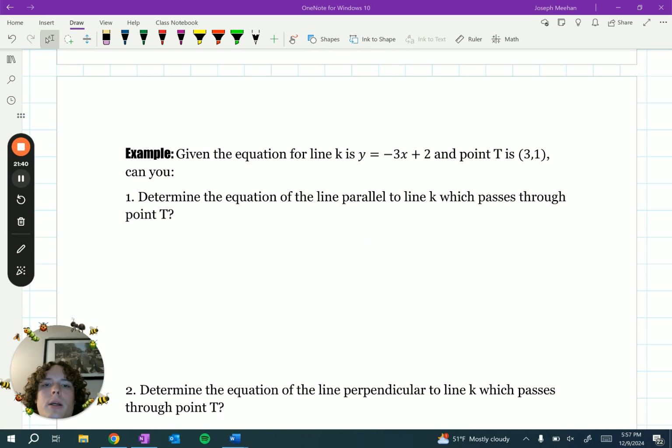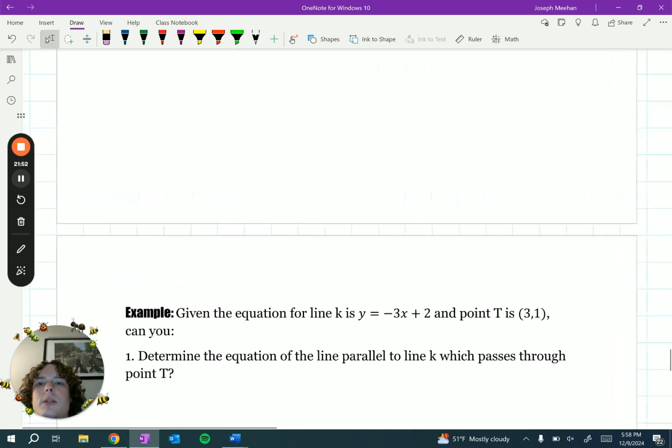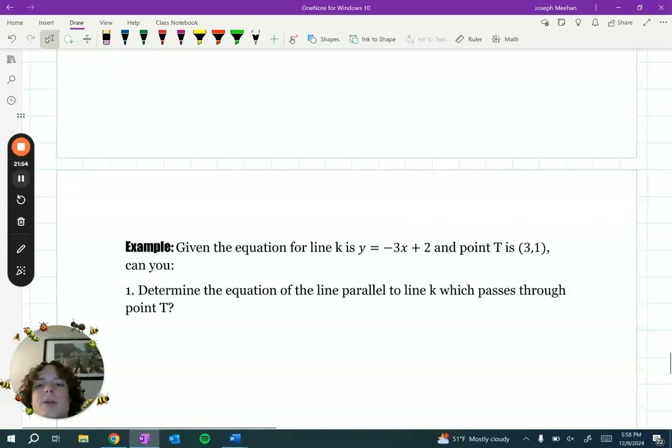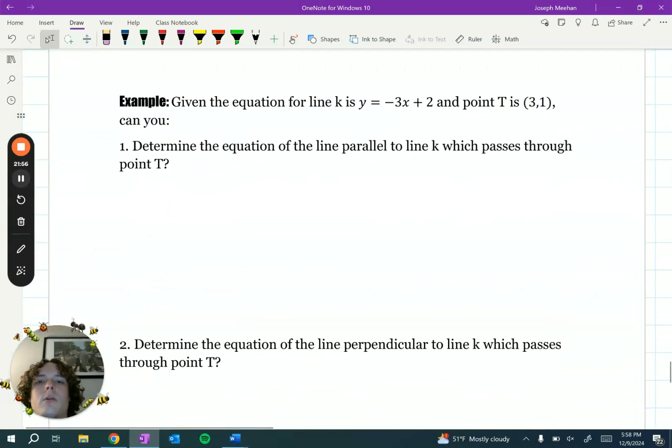It says, given the equation for line K is y equals -3x plus 2, and a point T is (3, 1), can you determine the equation of the line parallel to line K, which passes through point T? We totally can. This is the same exact problem that we did above, except now it doesn't give us the graph, okay? So if we're using the point slope form, my bad.